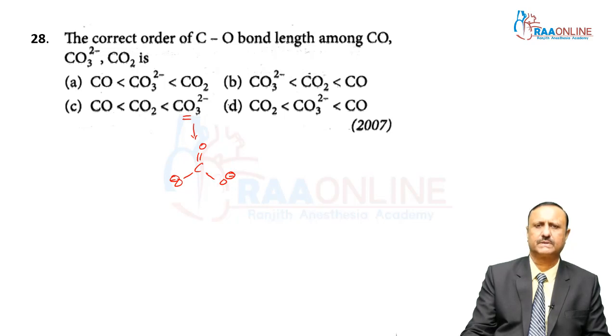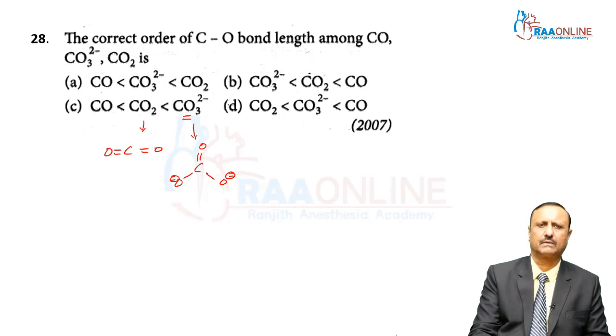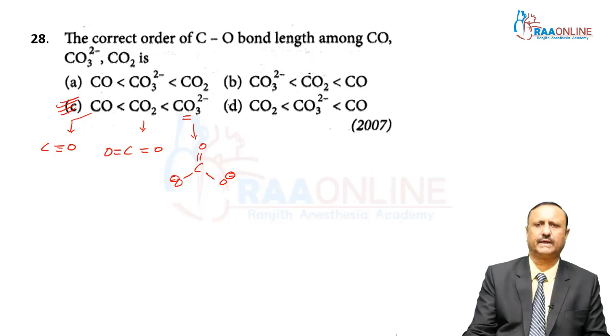Here single bonds are present, but in CO2 you can see double bonds are present. So, the bond length is lower than single bond. Now, you can see here carbon monoxide, where triple bonds are present. So, the bond length is very small. So, my dear students, you can go to option C, question number 28, answer is C, and this question was also asked in the 2007 NEET exam.